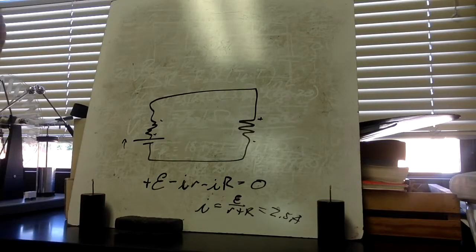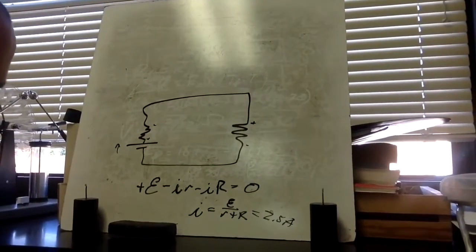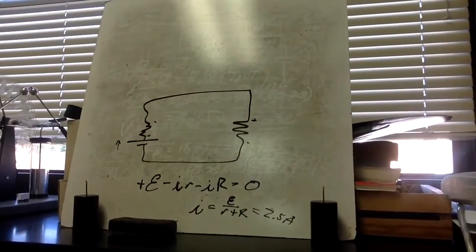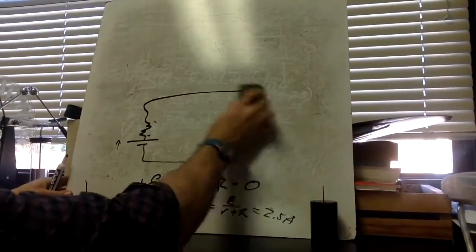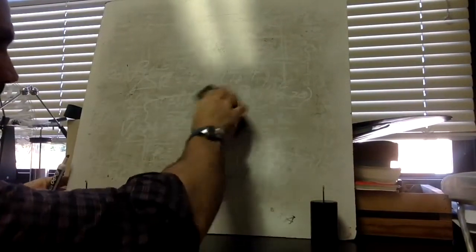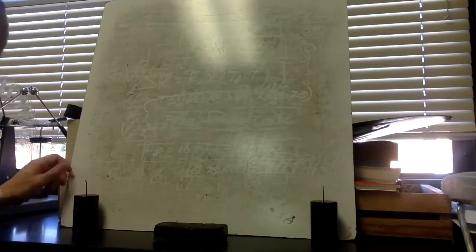Right, and then now for this one, this is where things start getting a little bit tricky. In example 2, because now we have 2 batteries. So how does this work?